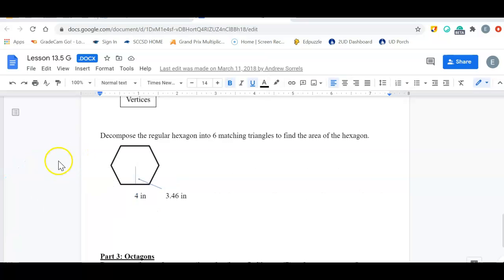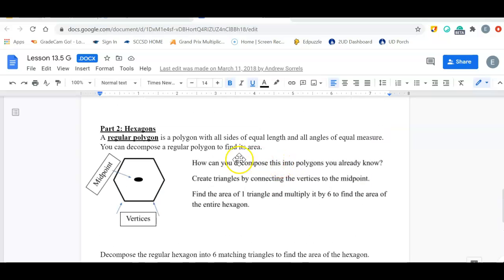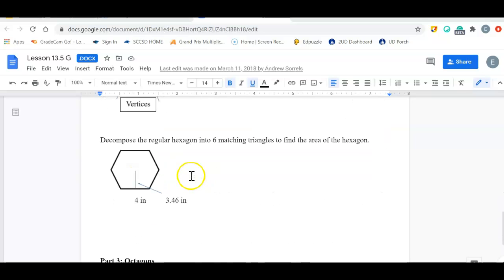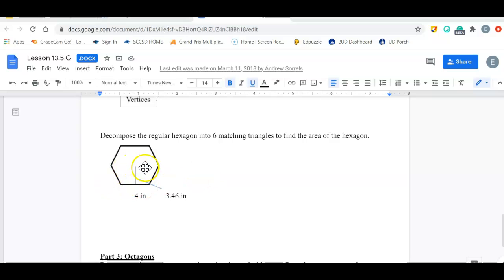Okay, let's go ahead and try this one. I want you to give it a shot on your own, but let me talk a little bit here real quick. It says decompose the regular hexagon into 6 matching triangles to find the area of the hexagon. So going back up to this one we did, we are going to use the triangle way to solve this because we don't know the distance from the midpoint to a vertex. The only information that's given to us is a side length and a height. Again, it's the height because it's 90 degrees here.